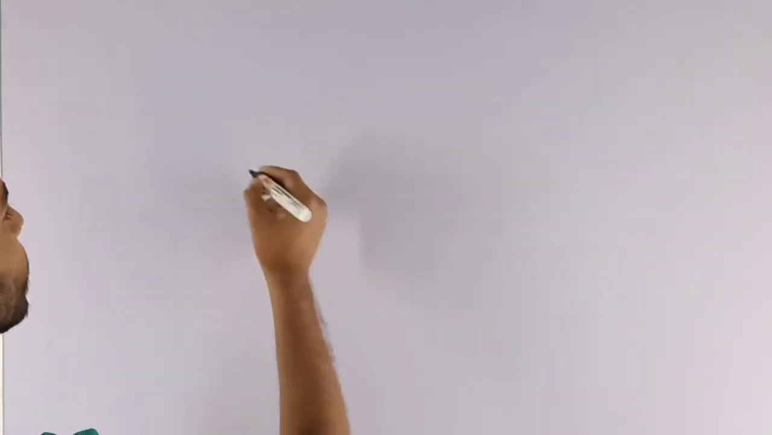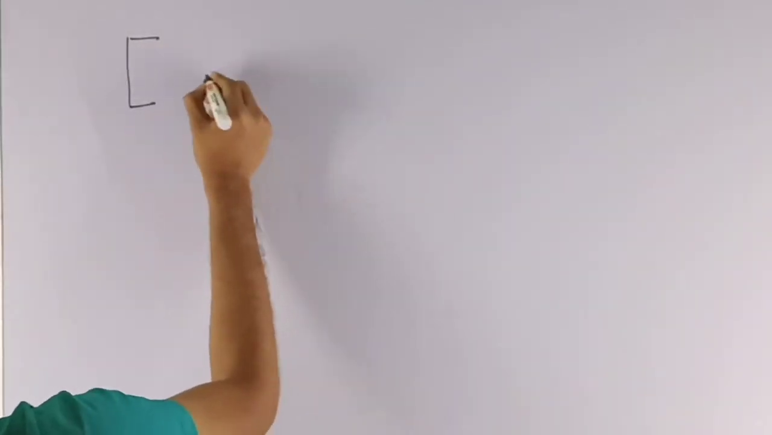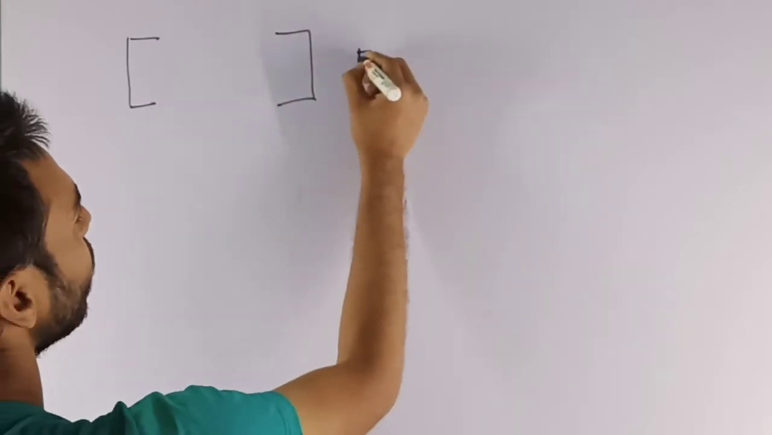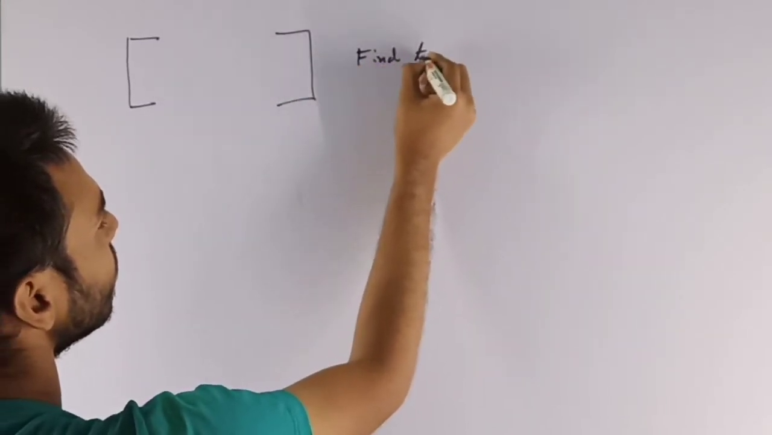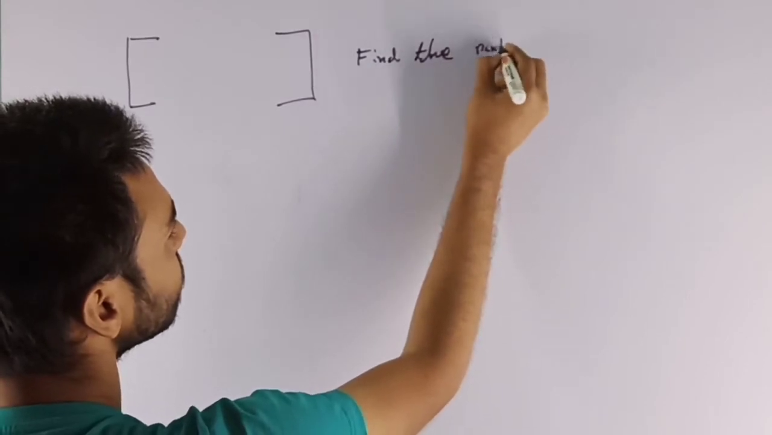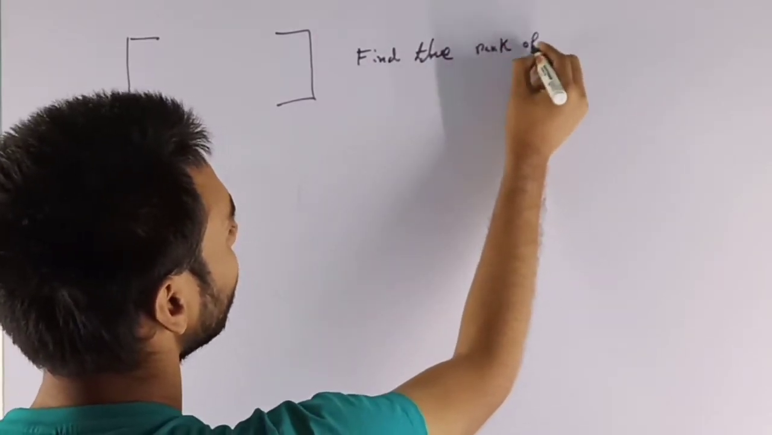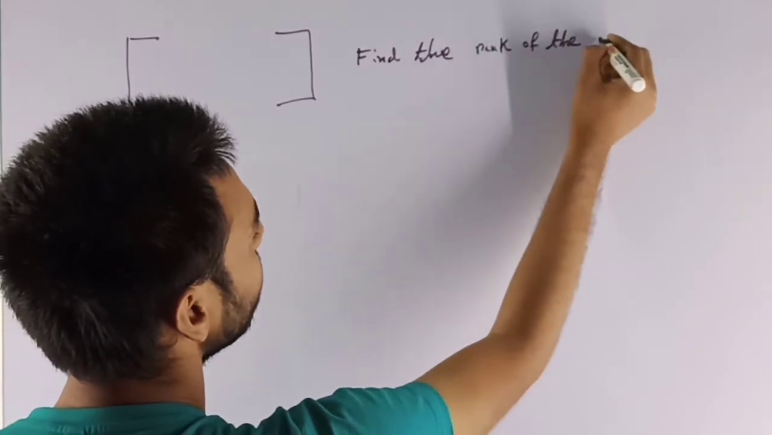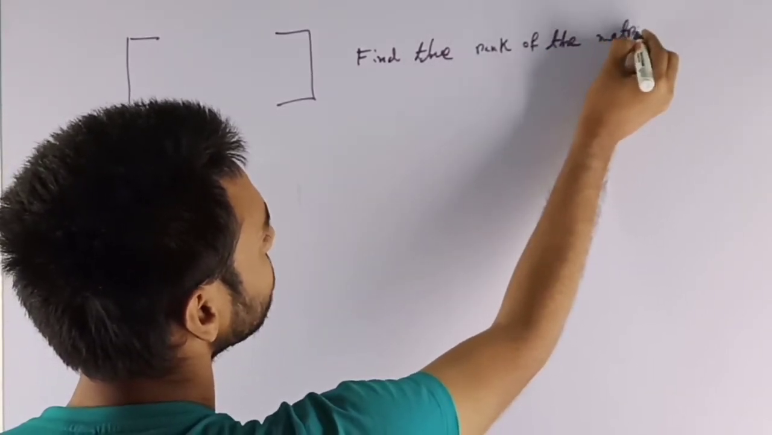Good morning guys. Today we start a new topic in mathematics: matrices. We will find the rank of a matrix and the normal form of that matrix. At first I write the topic as the matrix form, and here I also write: find the rank of the matrix.